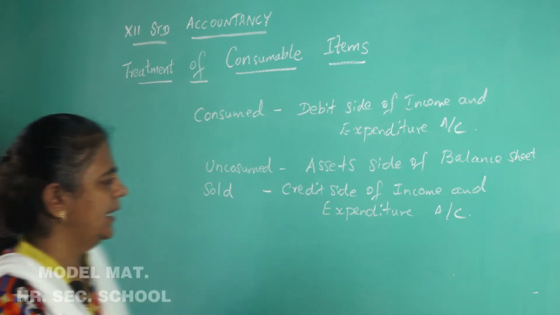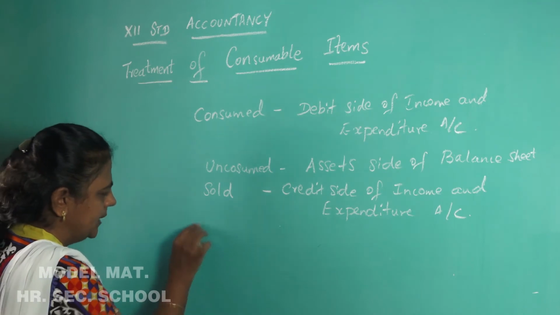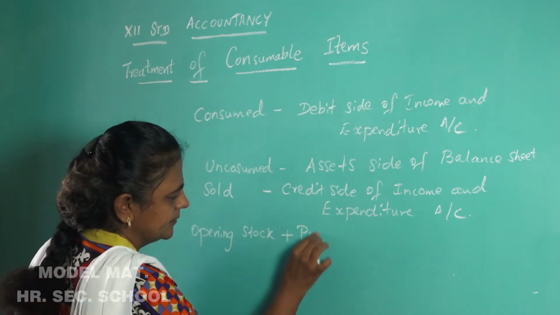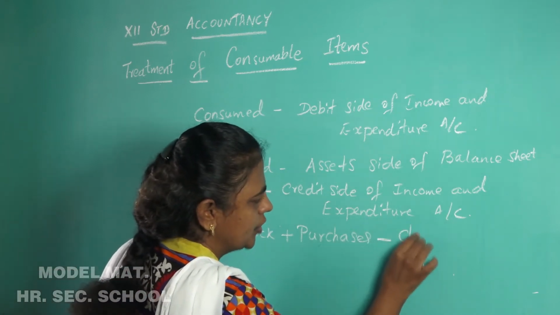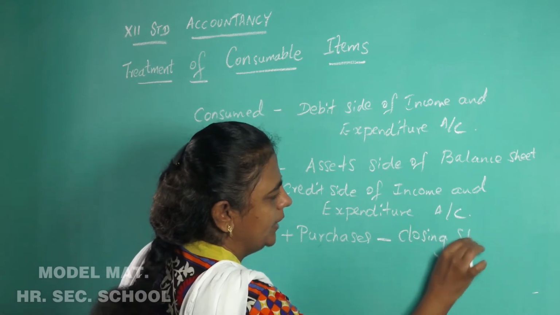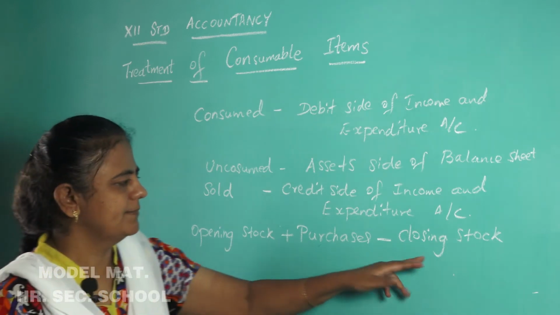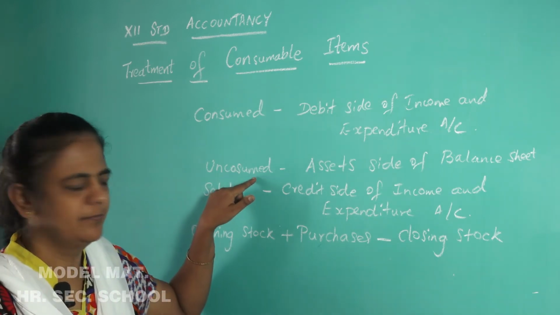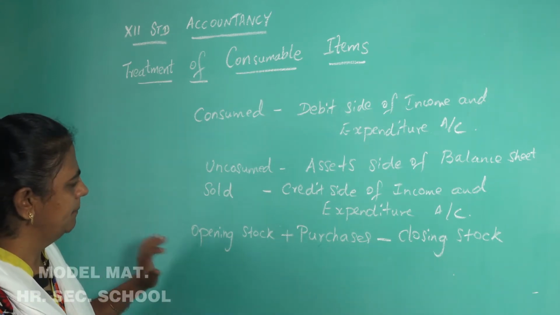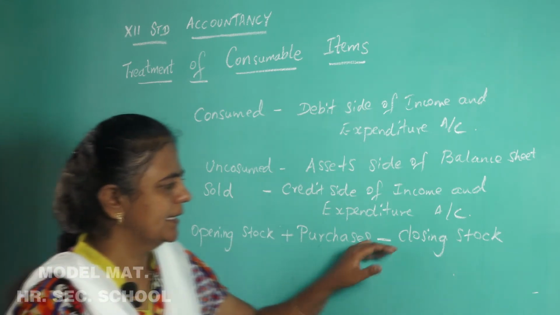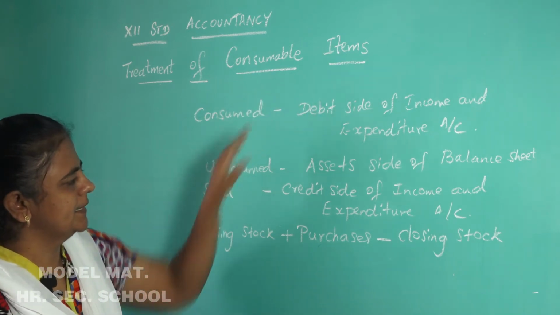And then what is the formula you have to keep in mind to find the consumed? Opening stock, add purchases, what is purchased during the year, then deduct closing stock. Why is closing stock subtracted? Closing stock is the item or the materials which are unconsumed, not used. Is it clear? So, we have to deduct it. Hope you understood, children. Opening stock, add purchases, deduct closing stock. Understood the rules for consumable items? This is the treatment to be done.